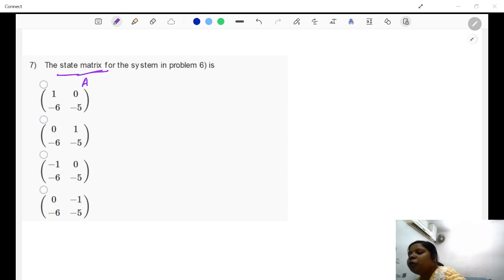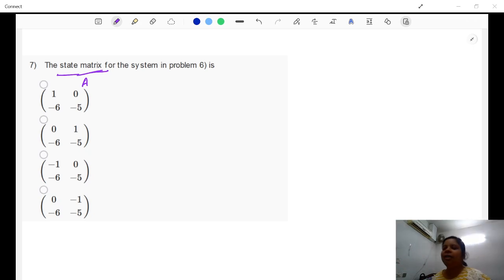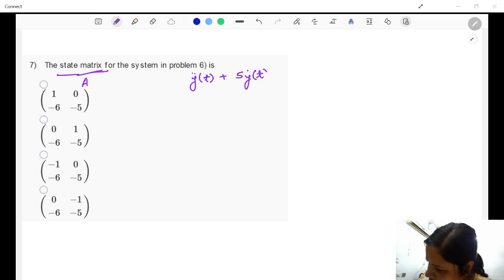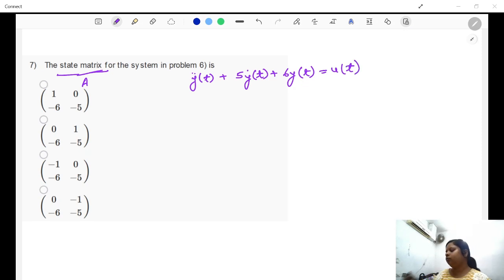How will we solve this? We want to find out A, B, C, every matrix, because in the next questions we'll have what is the input matrix, what is the output matrix. So we need to be solving everything. So what was your differential equation? y double dot t plus 5y dot t plus 6y t is equal to u t. Okay. So this is some sort of relation between input and output of the system. Now we'll try to get some state variables from here. We are very sure that there would be 2 state variables.